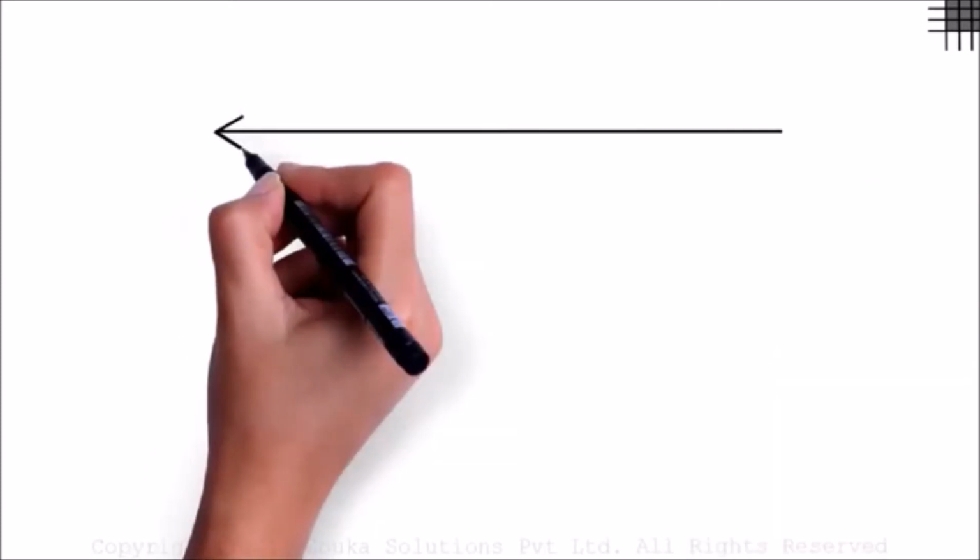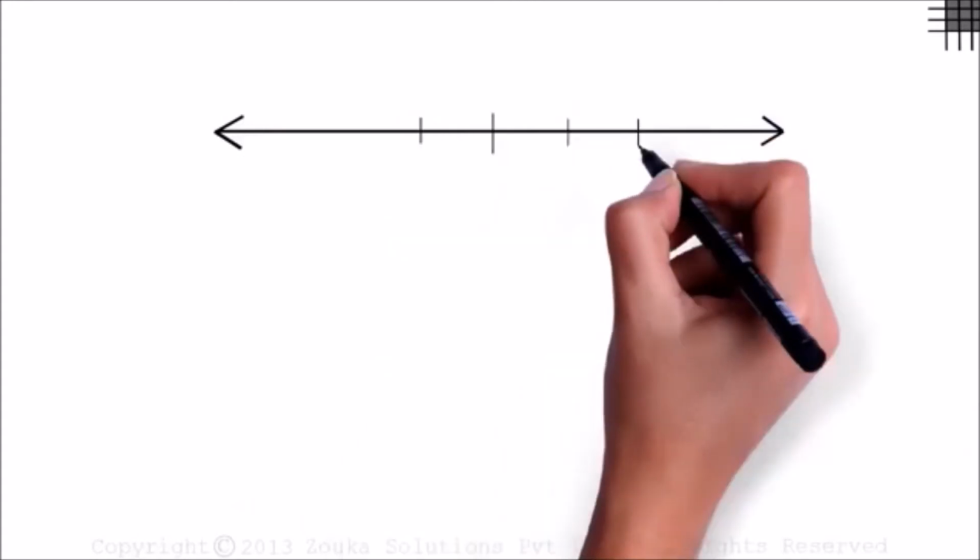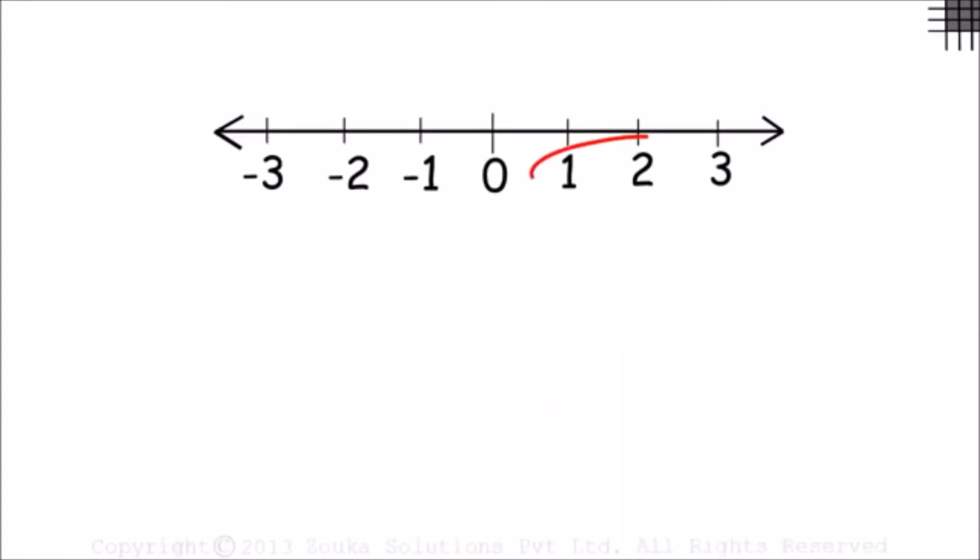If you need to learn about real numbers, all you need to understand is a number line. So are you familiar with the number line? It looks like this. Now, positive numbers are located at the right of 0, while negative numbers are at the left of 0.